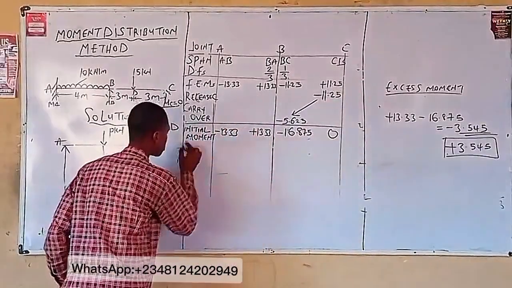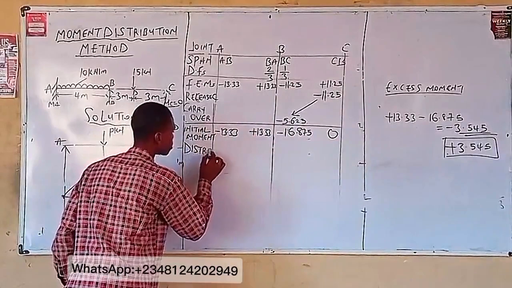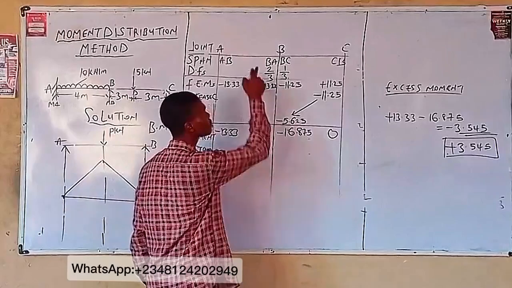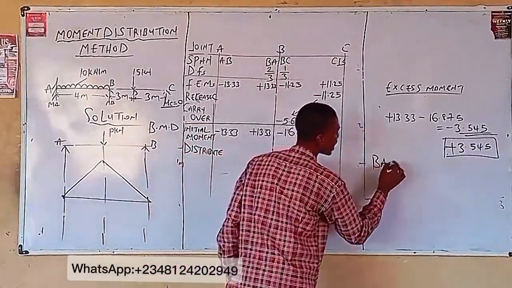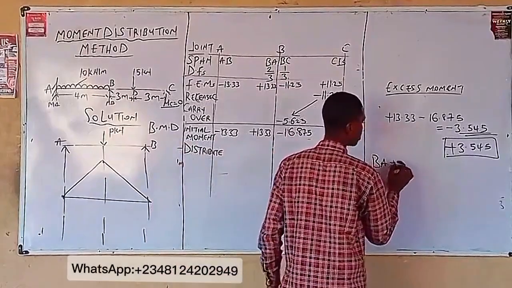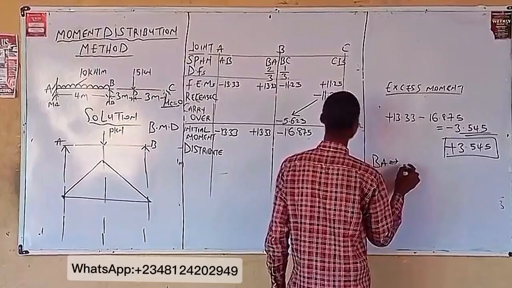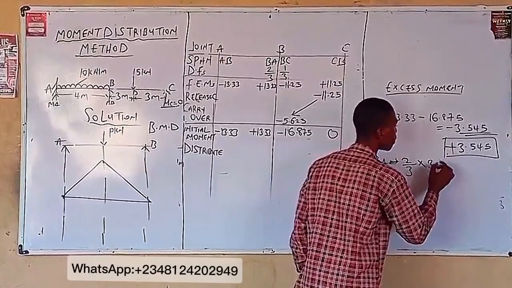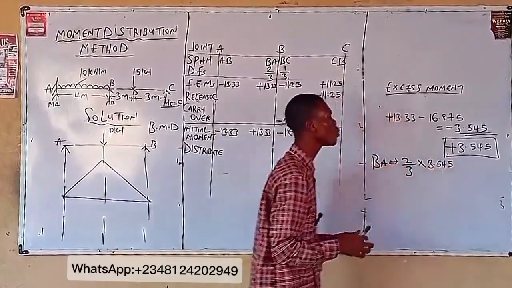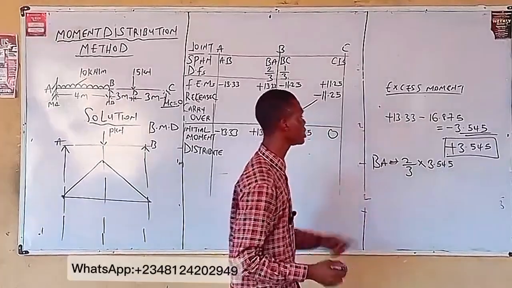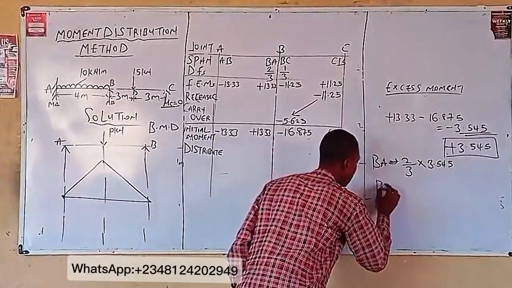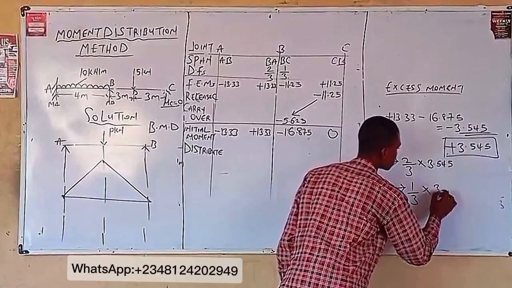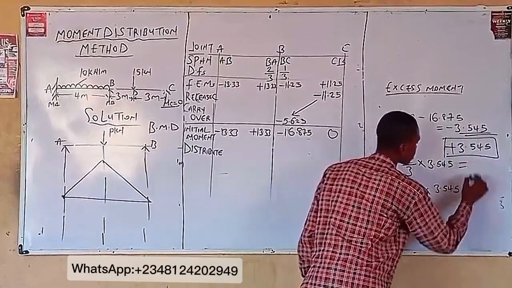Now write distribute. We are distributing. To get the distribution at span BA, identify your distribution factor at BA. It is 2/3 multiplied by the excess moment, 3.545. I am distributing with the opposite sign of my excess moment. Similarly, for BC, identify your distribution factor: 1/3 multiplied by 3.545. Now, input this in your calculator.